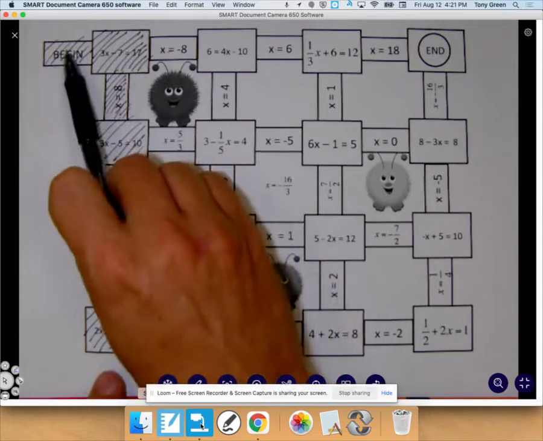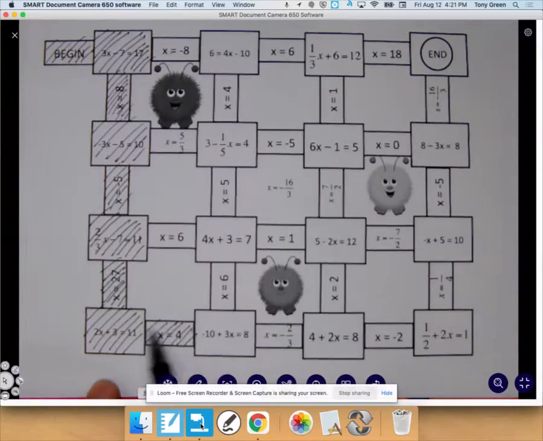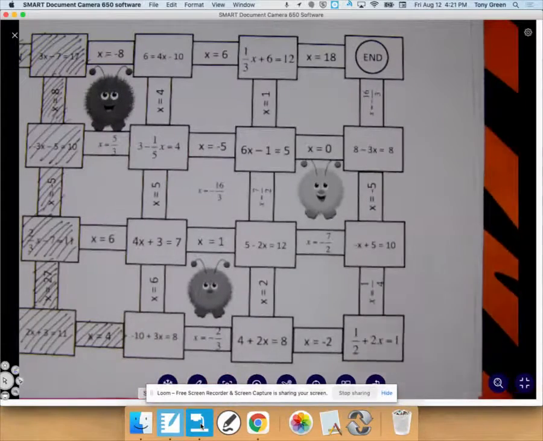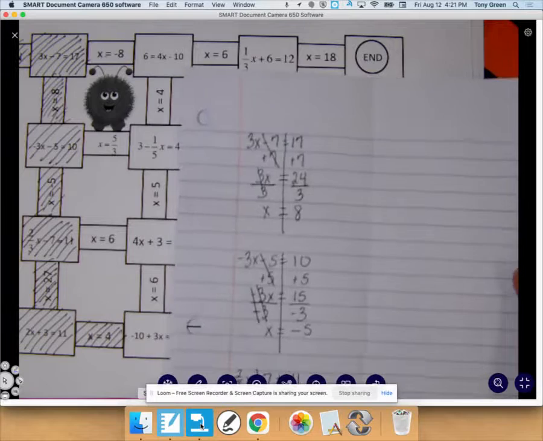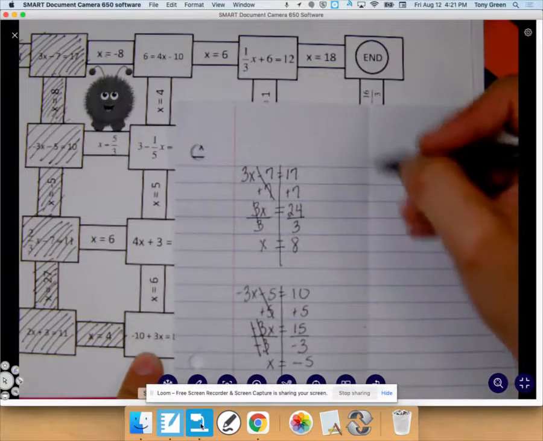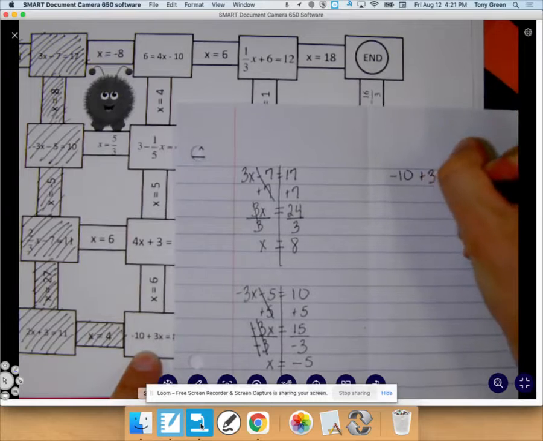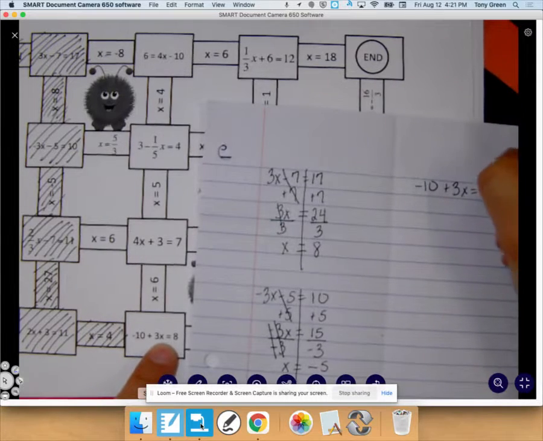We've started here, we've gone all the way down, come across. So this is the equation we have to solve now. So let me get my paper and write down this equation. Negative 10 plus 3x equals 8.